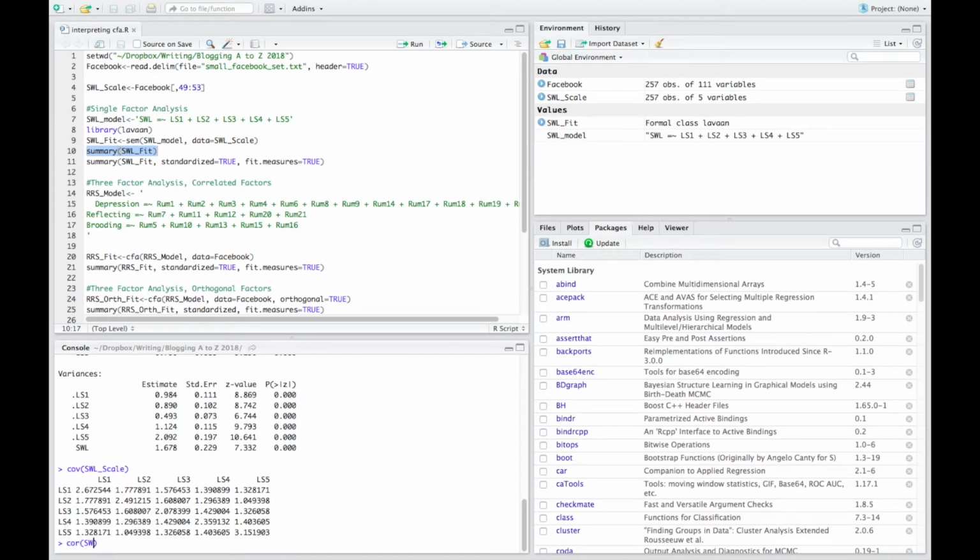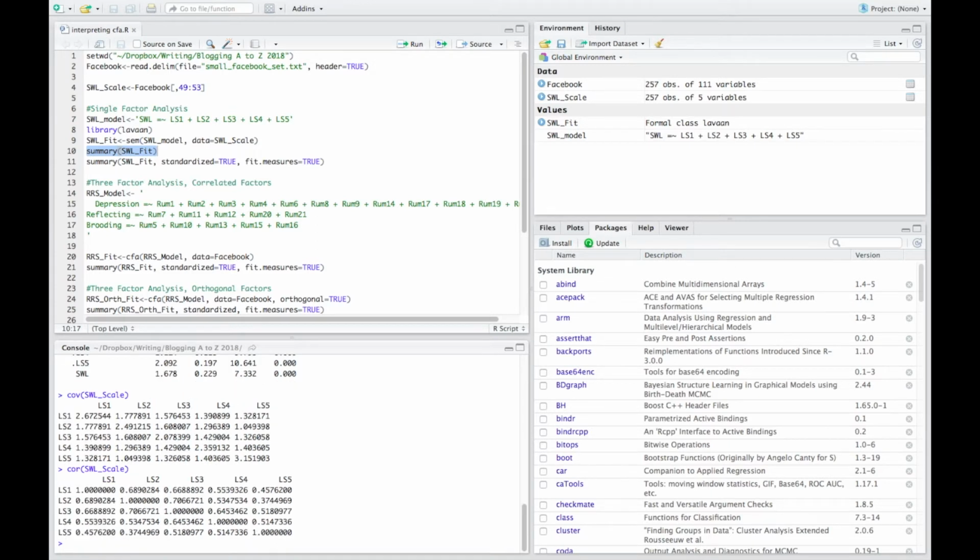So I can even show you how that's figured. So the correlation between the first and second items is 0.689. That's a pretty high correlation. We would expect items on the same measure to correlate highly with each other.